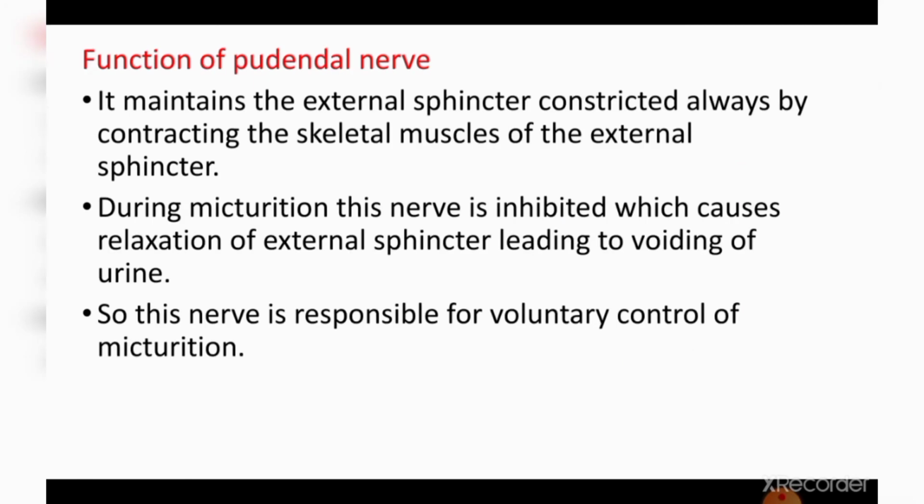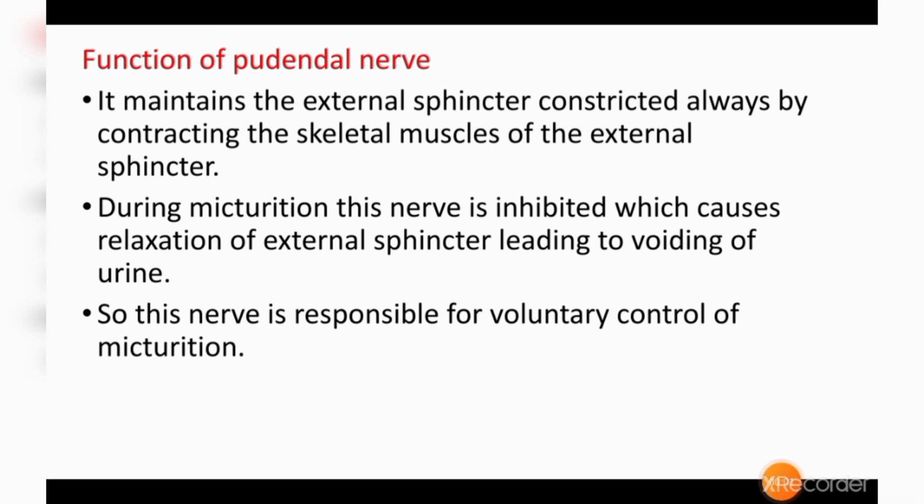Function of pudendal nerve: it maintains the external sphincter constricted always by contracting the skeletal muscle of the external sphincter. So this is the nerve which keeps the external sphincter closed always. During micturition, this nerve is inhibited. The function of this nerve is inhibited, which causes relaxation of the external sphincter, leading to voiding of urine. So this nerve is responsible for the voluntary control of micturition.